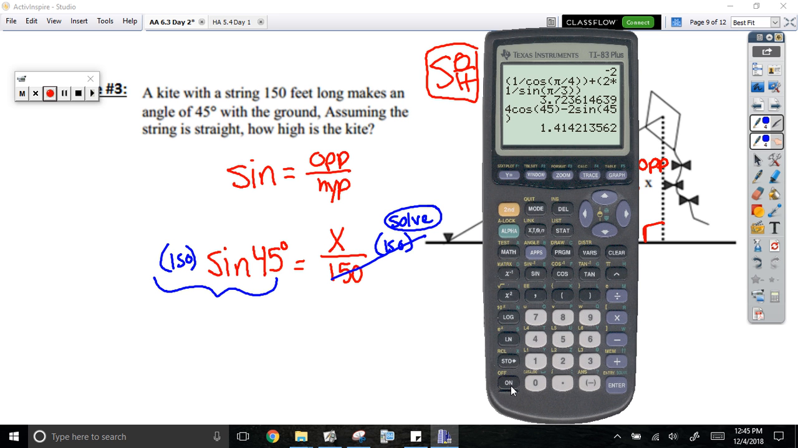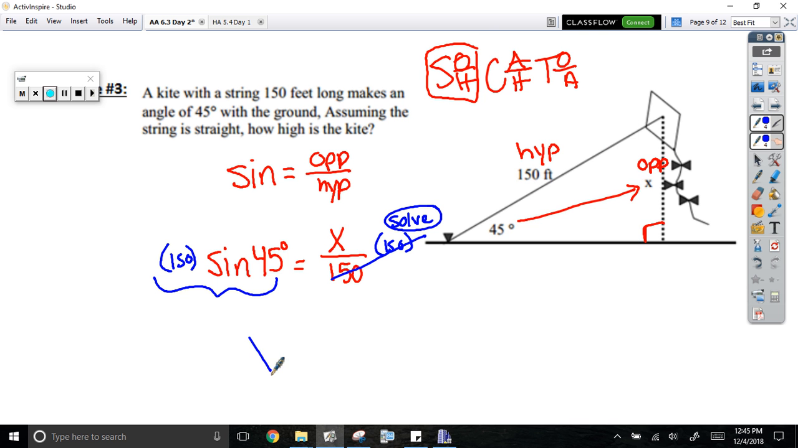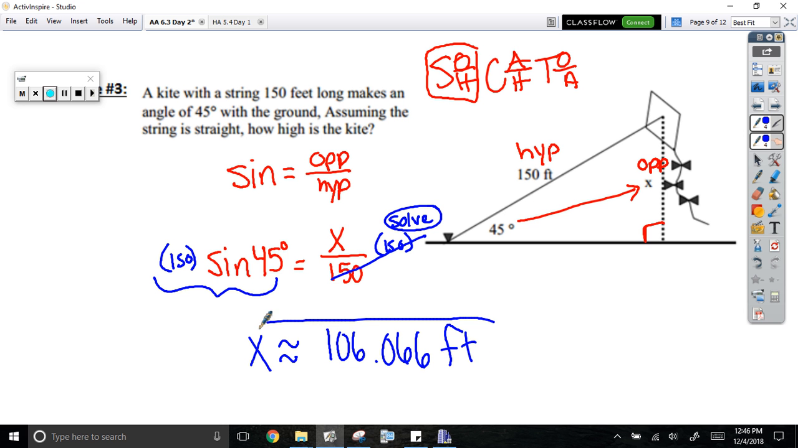Now we should be in degree mode because we just did degrees on the front. But if not, you would change back. And we'll round to the nearest 3 decimal places again, thousandths place. So we'll say that x is approximately 106.066. And for the word problems, you should have units since they were given, feet. So it's just SOHCAHTOA, but actually solving using SOHCAHTOA in our calculator.